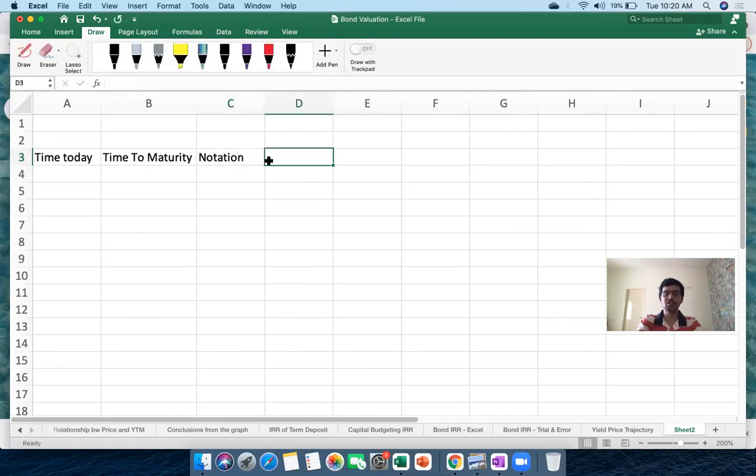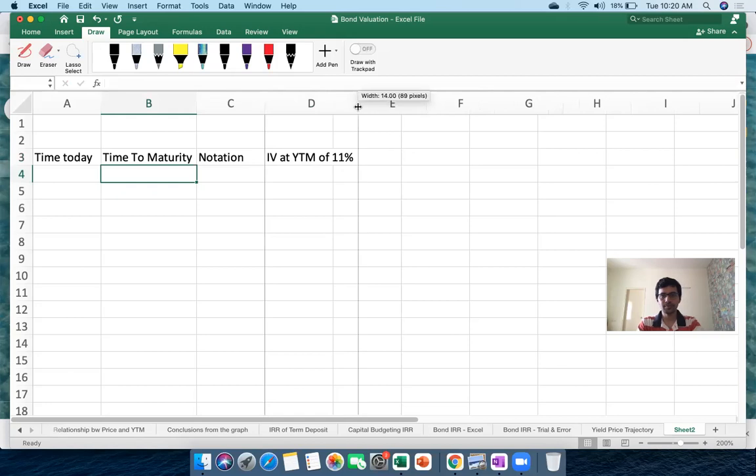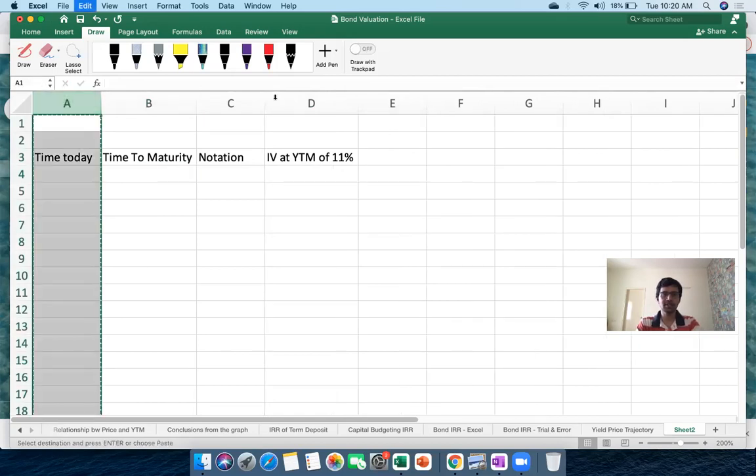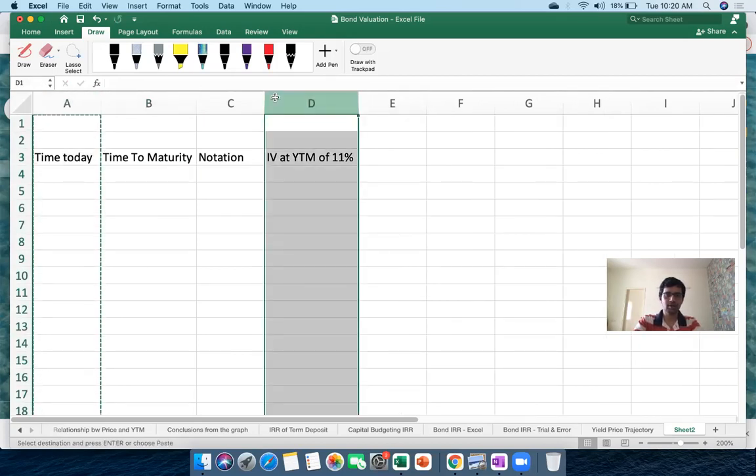Third one I would like to have is notation. The fourth one I would like to have is intrinsic value at YTM of 11%. Okay, let me move this time today to here.